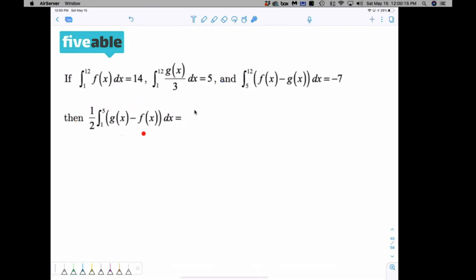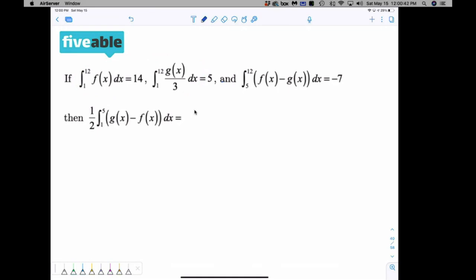We're trying to get 1/2 the integral from 1 to 5 of g of x minus f of x. The given information, what I'm seeing is I've got some integrals from 1 to 12, and I've got an integral from 5 to 12. So first thing I want to do is get an integral with g of x minus f of x in the same integral. That means they have to have the same bounds. I'm going to put these two integrals together and find out what kind of information I can get from that.